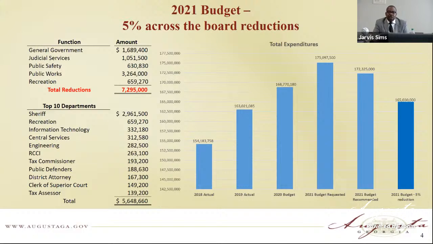With our sheriff's office, $2.9 million; recreation, $659,000; IT, $332,000; central services, $312,000; engineering, $282,000; RCCI, $263,000; the tax commissioner, $193,000; public defenders, $188,000; district attorney, $167,000; clerk of superior court, $149,000; tax assessors, $139,000. And I'm highlighting these departments because, again, a 5% across the board reduction would have a devastating impact on our service delivery in our community.